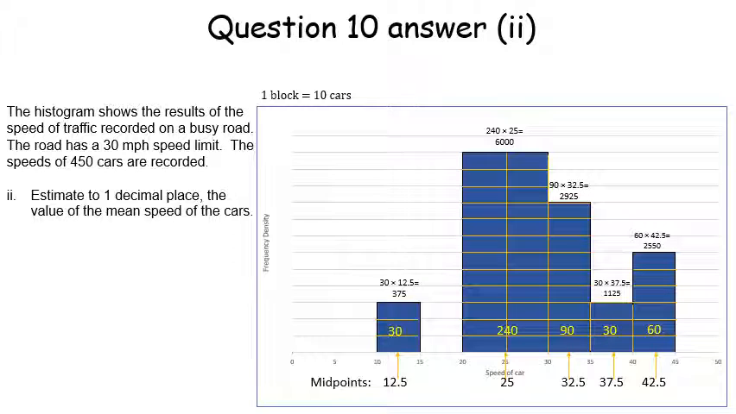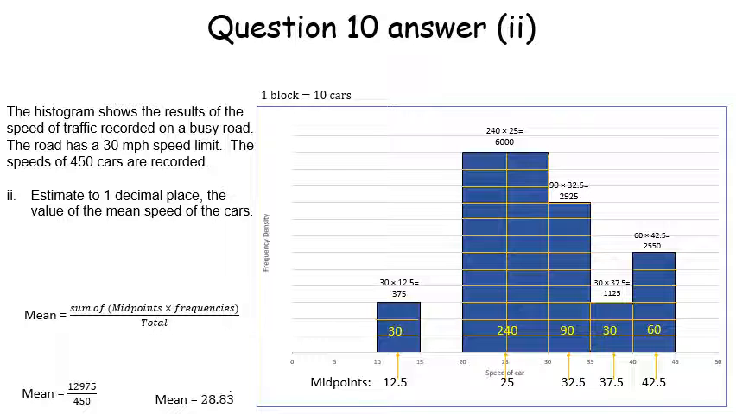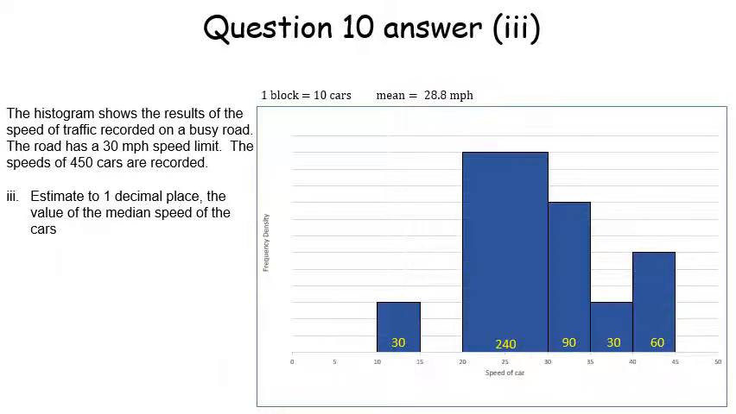1,125 and 2,550. We add them together, getting 12,975, and then divide by the total frequency of 450, getting 28.8 miles per hour as an estimate for the mean.